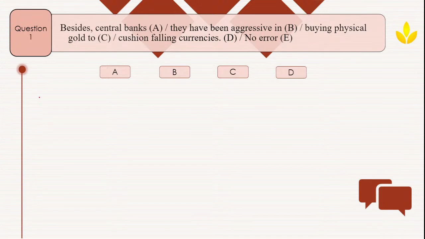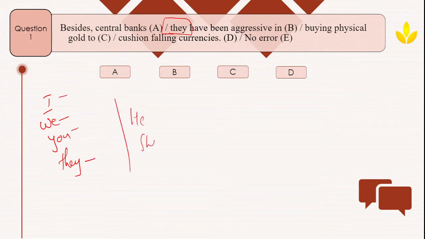Now they have used the subject they. What is the meaning of this word? Can anybody say it in the comment? We already know the common subjects that we use in any sentence: I, we, you, they. What is the difference between we and they? Anybody? We already know he, she, it. We don't have to talk about it. We have to talk about we and they first.